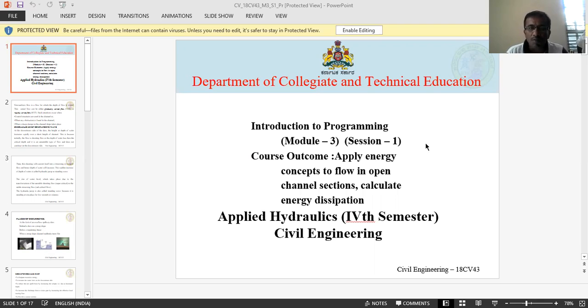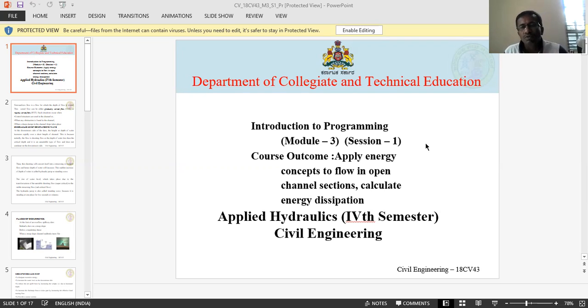In module 2, we discussed uniform flow only. Under that, we discussed the mechanical section, the specific energy curve and all these things. Once you are familiar with the specific energy curve and the mechanical section, next we pass on to non-uniform flow.